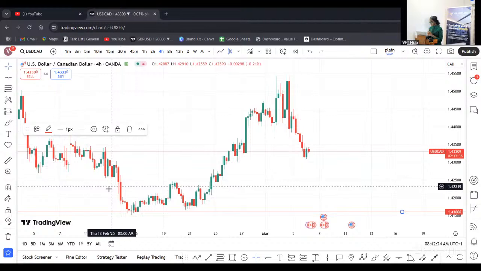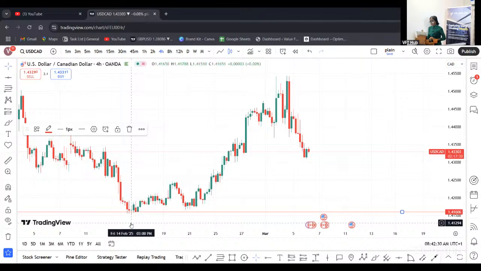So my trade concentration for today, what I'll be concentrating on, is actually AUD USD and NZD USD, since I have a clear direction and I have seen my setup on those currency pairs. I will be more than willing to take my trades on those currency pairs, and I will stay out on USD CAD.